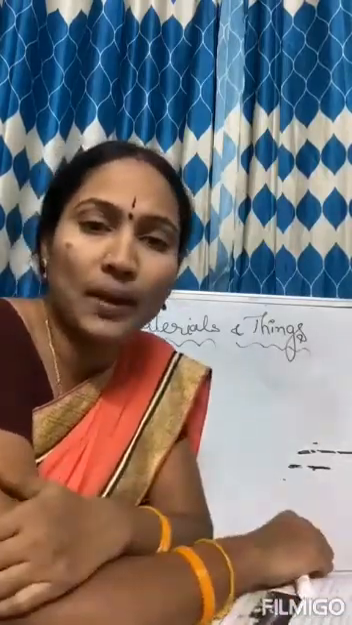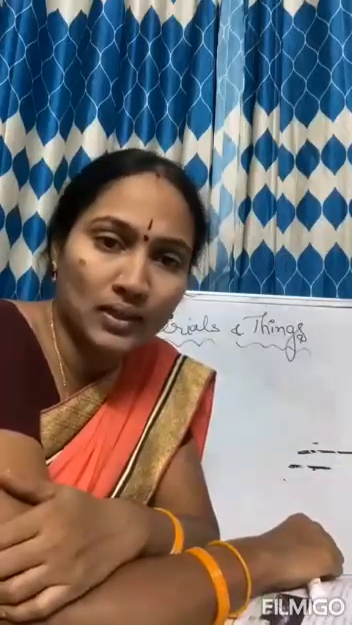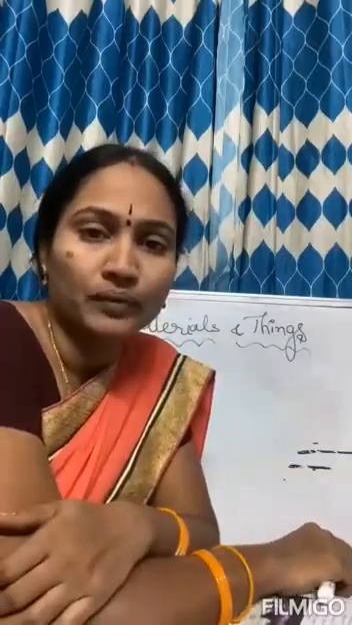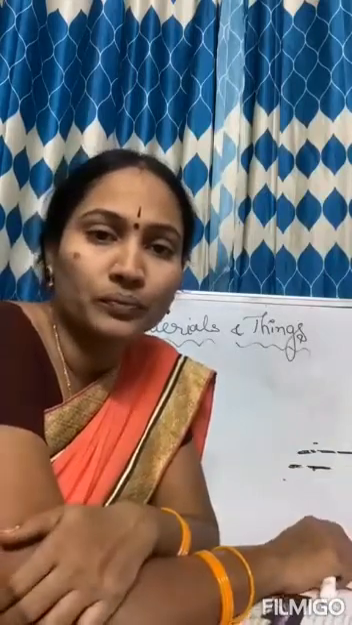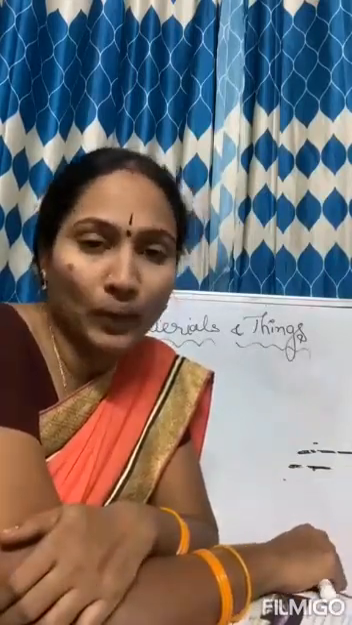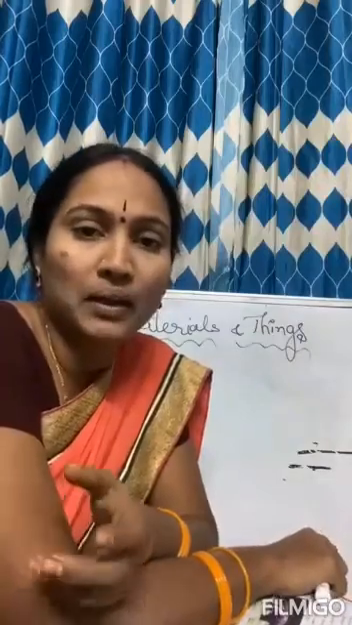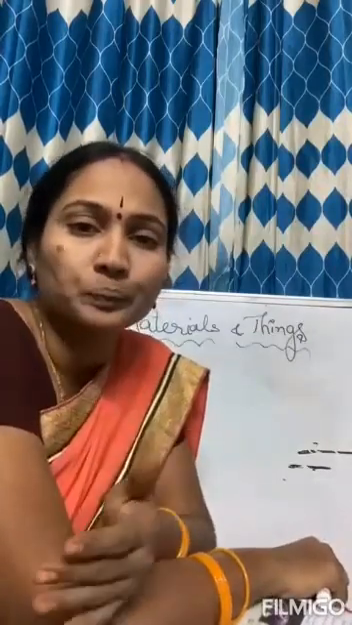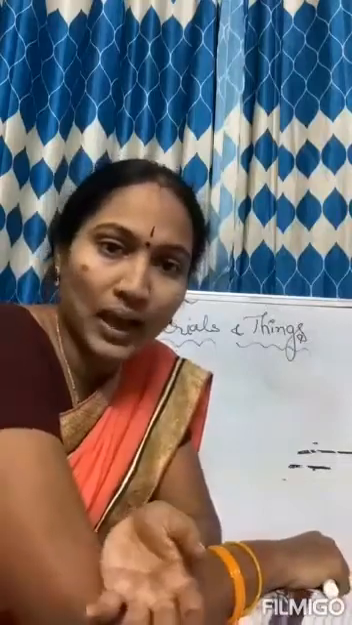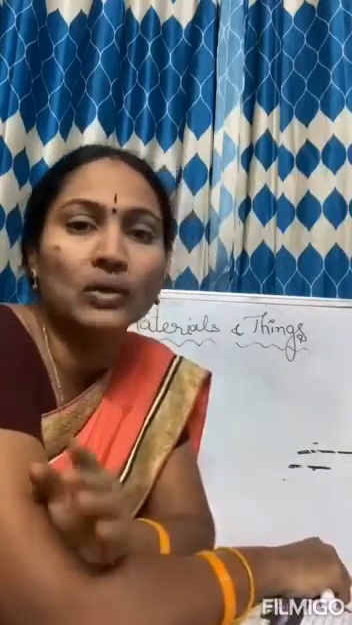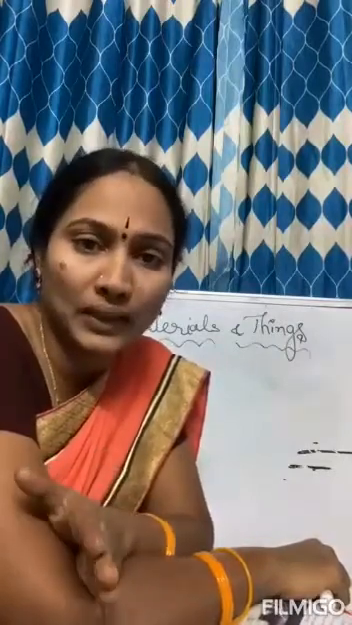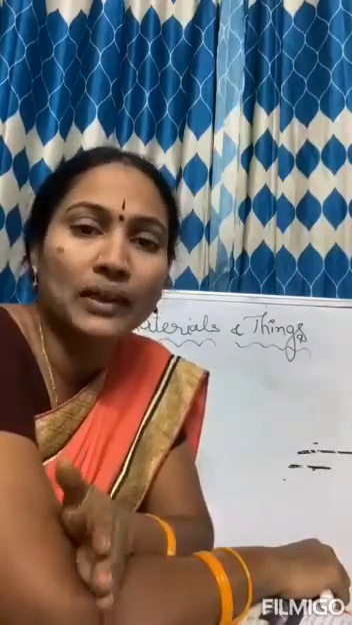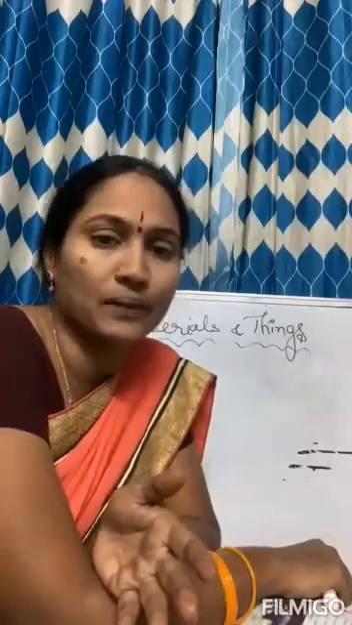Like we use the steel glass to drink water, steel plates to eat food, silver items in the puja room, clothes to wear, and the plastic bucket and mug in the washroom. In this way, we use different objects, and all are not made with only one material. Different types of materials are used to prepare different types of objects.